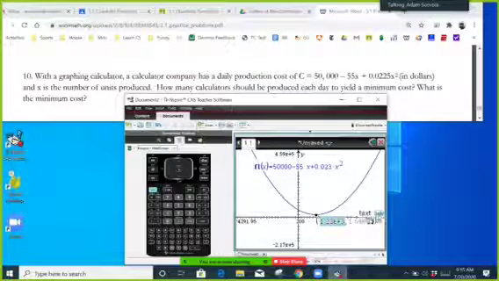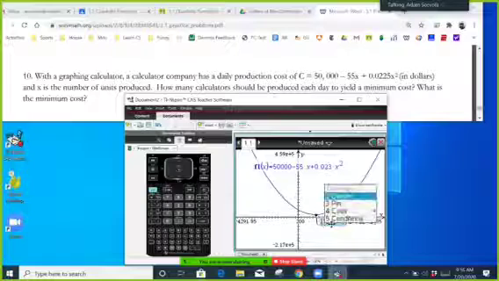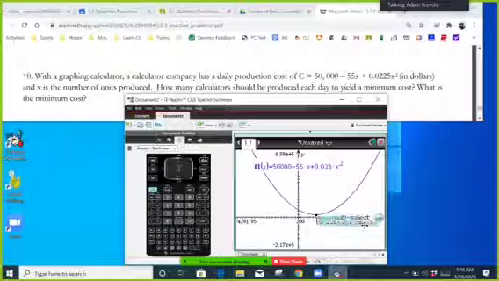Your cost is going to be, e plus 4 means we move the decimal place over 4 times. So that cost is going to be around 16,400. So those are the answers to number 10. Units produced to minimize the cost, and then the actual minimum cost is the y value.